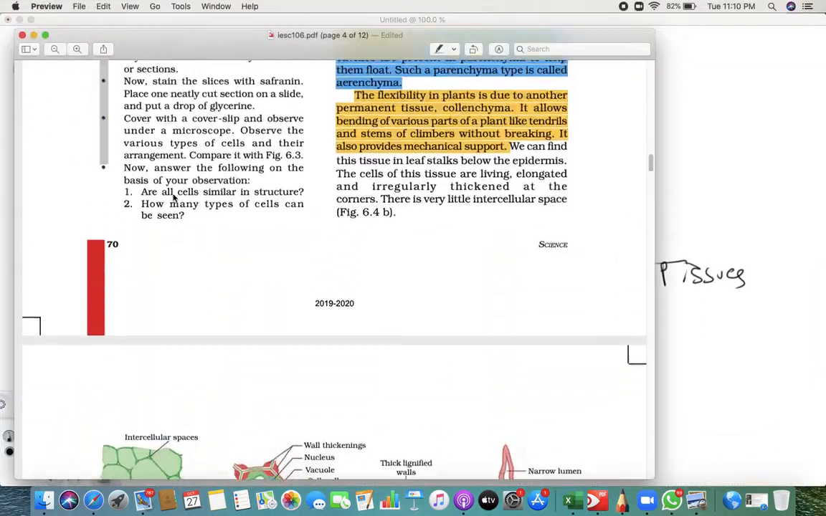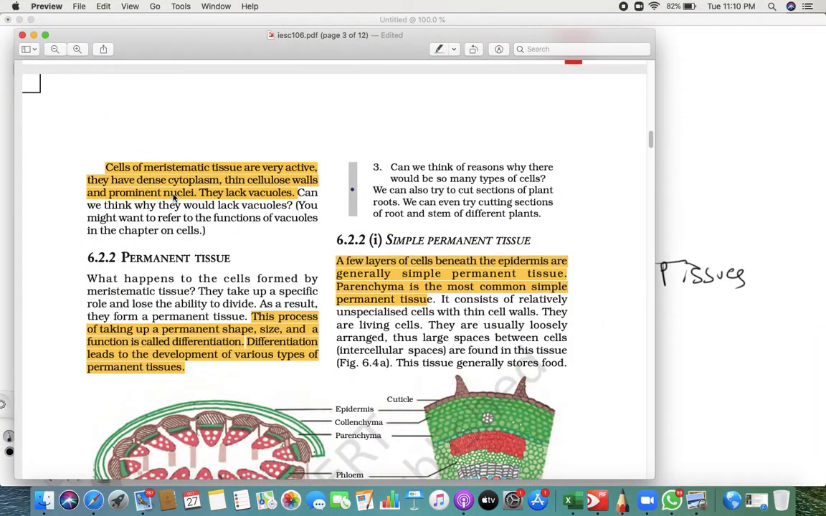Now what is permanent tissue? The word itself gives you some idea that permanent tissue is the one whose size, shape, and function remain the same. It will not change its function as it grows, right? So that is the thing. Certain cells lose the ability to divide and they become a permanent tissue. That is what we call a permanent tissue.